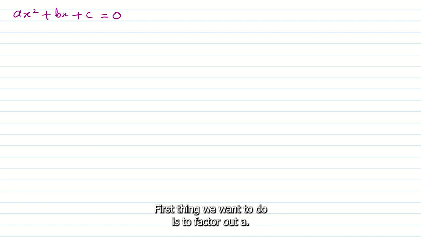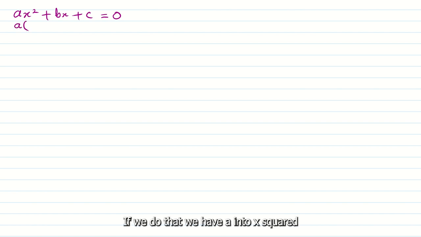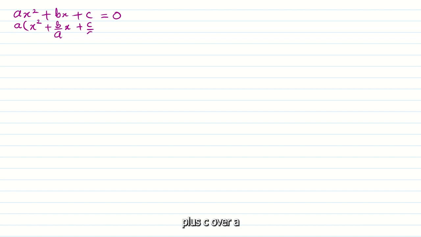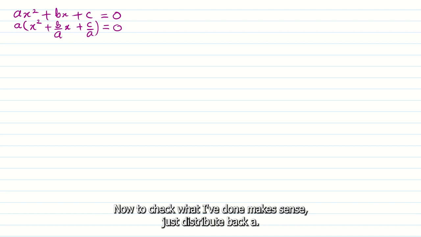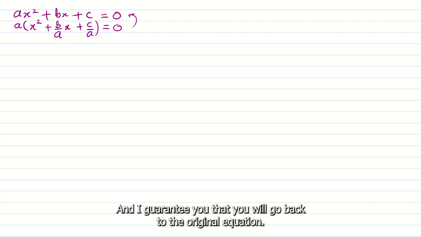Okay, let's get cracking. First thing we want to do is to factor out a. Some textbooks will say that you divide through by a. We will eventually do that, but I like to start by saying let's factor out a. If we do that, we'll have a into x squared plus b over a x plus c over a equals 0. Now to check that what I've done makes sense, just distribute back a, and I guarantee you that you will go back to the original equation.